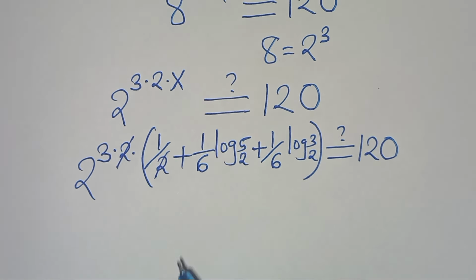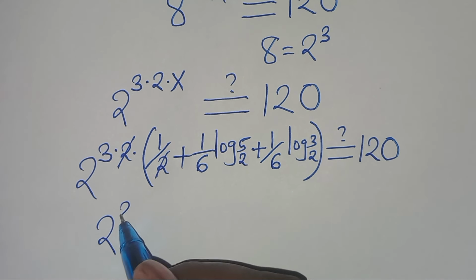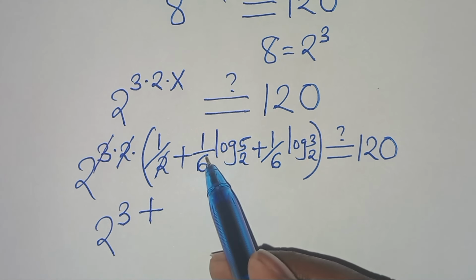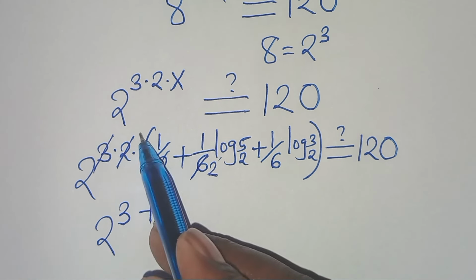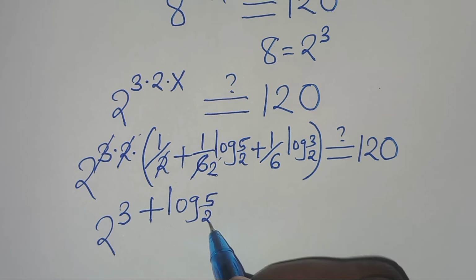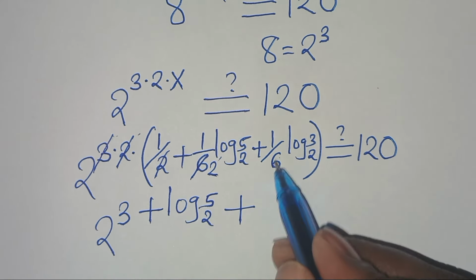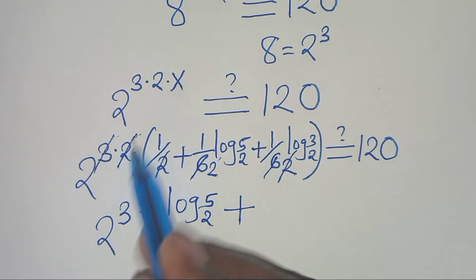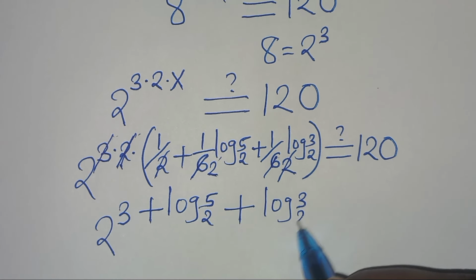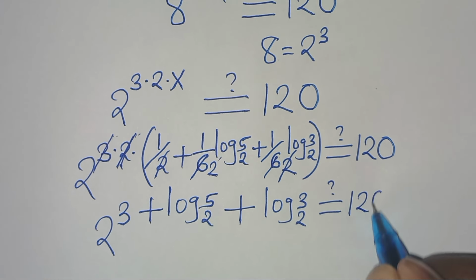2 and 2 here simplifies, so that now we have 2 to the power of 3 times 1, which is 3, then plus, now here we have 6 divided by 3, this is 2, then 2 divided by 2 simplifies, so we have log 5 to base 2, then plus, again 6 divided by 3 is 2, then 2 divided by 2 simplifies, so we have log 3 to base 2, and this is supposed to give us a value of 120.